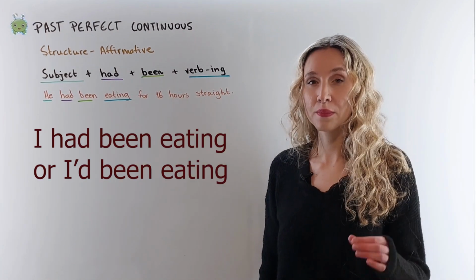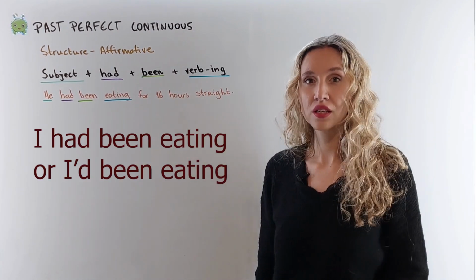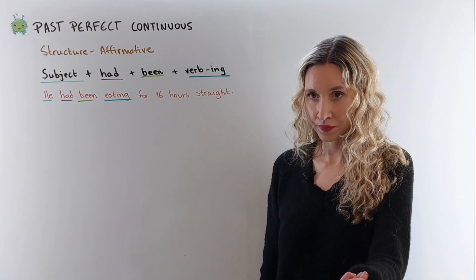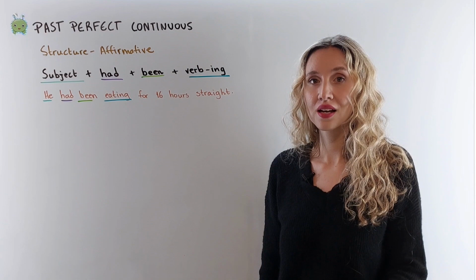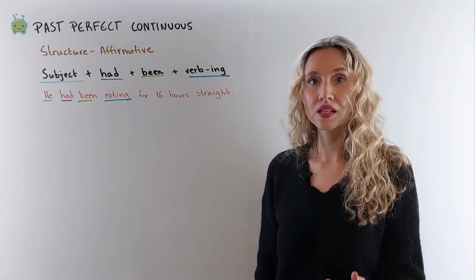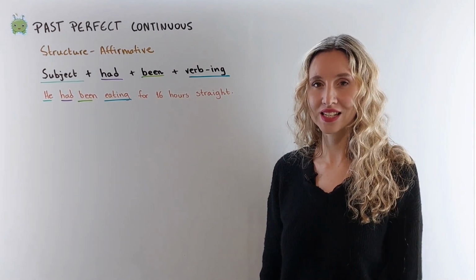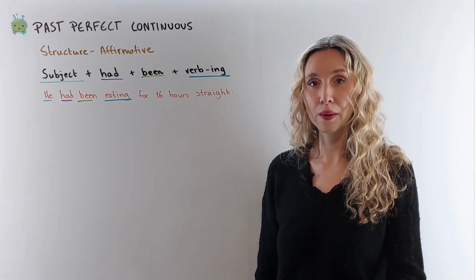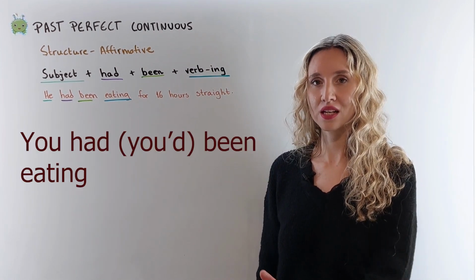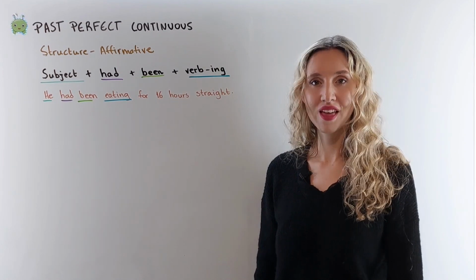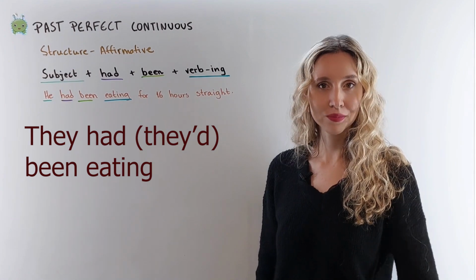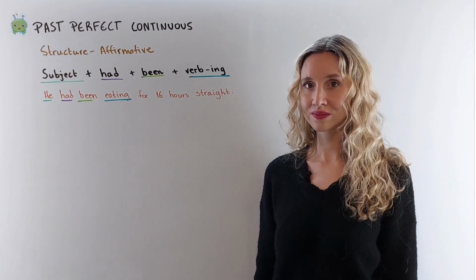So, I had been eating. Please go on. You had been eating. He had been eating. She had been eating. Yeah, it's quite long, this one, okay. It had been eating. We had been eating. You had been eating. They had been eating. Yes, it's the same. Don't change anything.